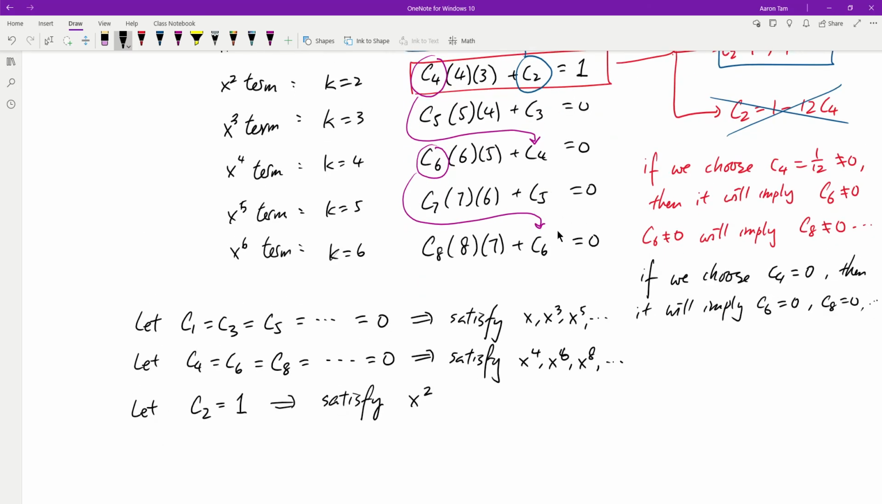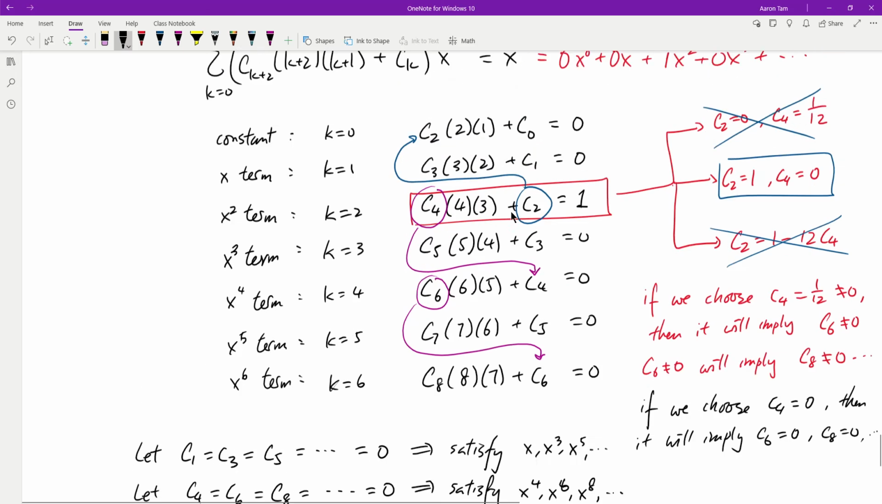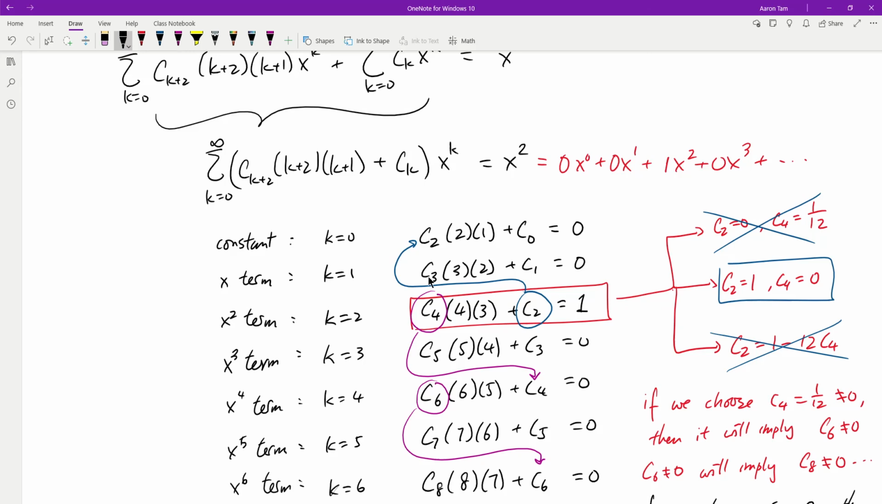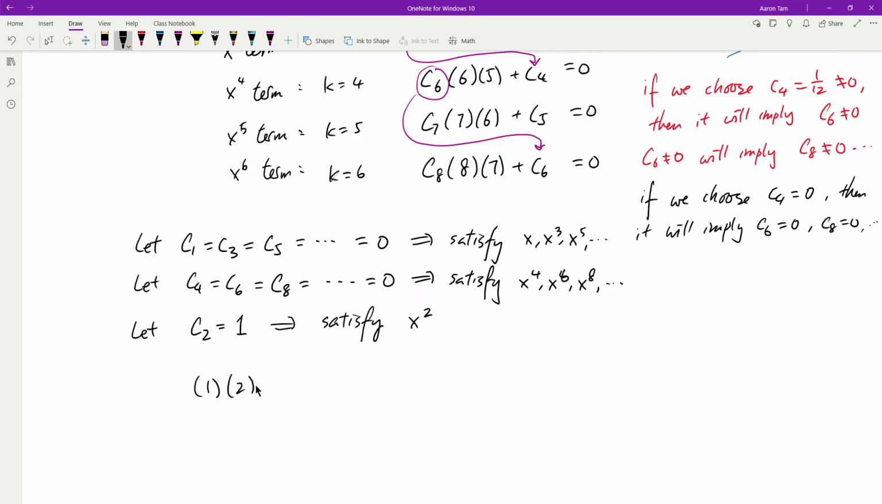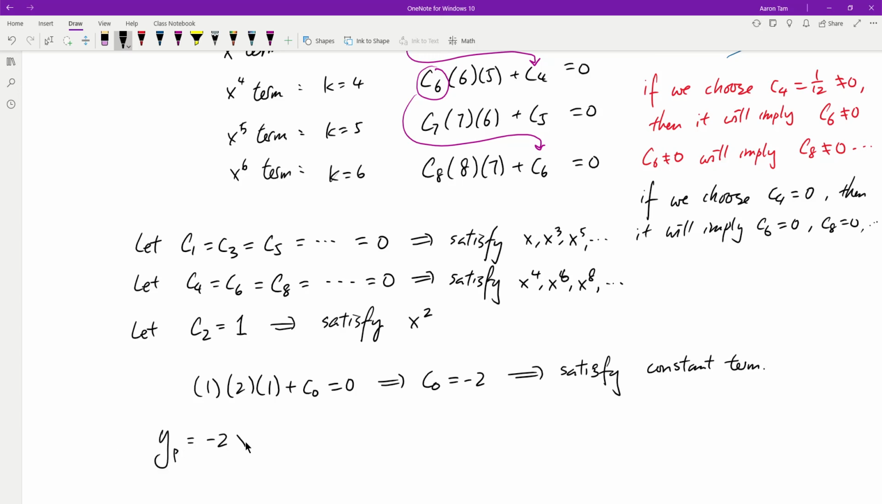Since C sub 2 is 1, C sub 0 has to satisfy the equation for the constant term. So it implies that 1 times 2 times 1 plus C sub 0 equals 0, which implies C sub 0 equals -2, and that now satisfies the constant term. So our particular solution, y sub p, equals C sub 0 which is -2, plus C sub 1 x, which is 0, C sub 2 which is 1, C sub 3 which is 0, C sub 4, C sub 5, C sub 6 all 0, and so on and so forth.